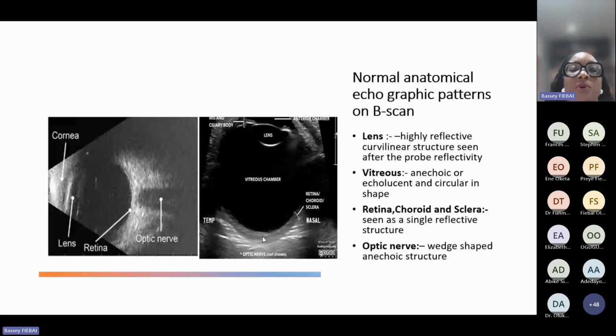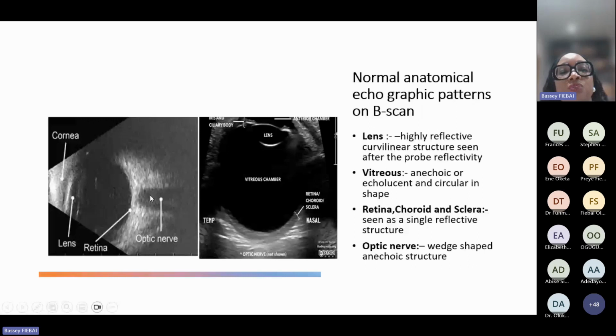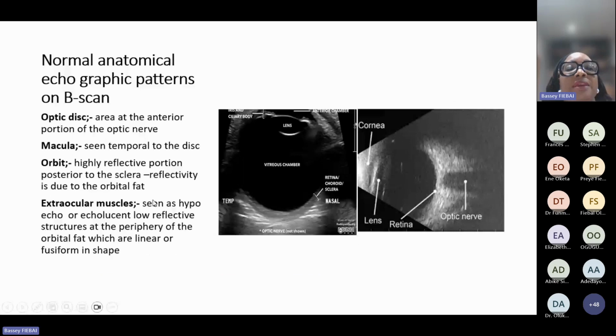You also have the optic nerve that appears as an anechoic structure. So the optic disc is the area at the anterior portion of the nerve here, and the macula, especially on axial horizontal scan, is seen temporal to the optic nerve. The orbit is a highly reflective portion here, posterior to the sclera, and this is due to the orbital fat. You can also see the extraocular muscles, which appear as fusiform or linear shaped structures.